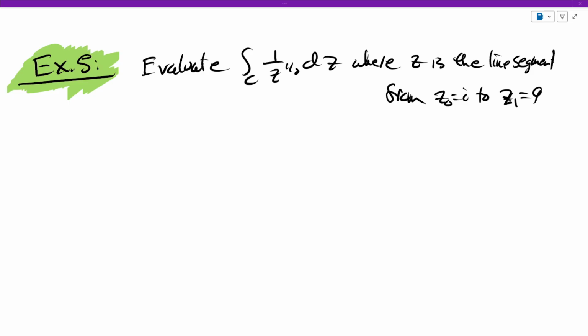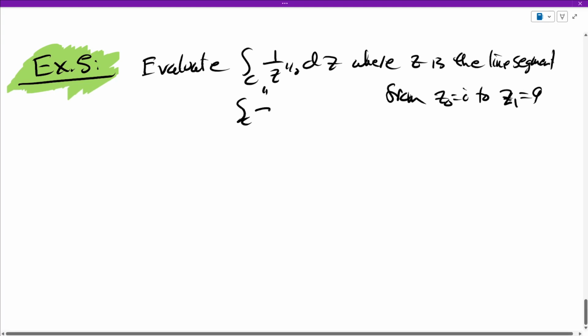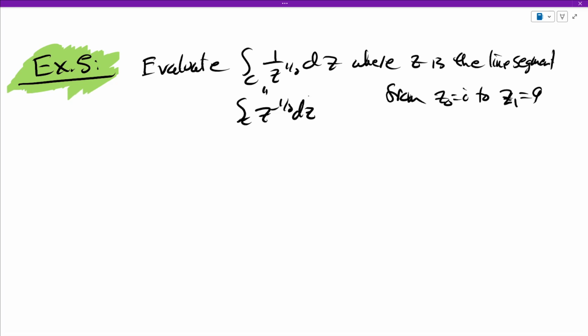All right, in our last example for chapter 5, we're going to go over how to use an antiderivative for z to the negative 1/2. That's, of course, what this contour integral is doing, which is 1 over z to the 1/2. And we're going to look at where C is a line segment from z0 is i to z1 is 9. So if we were to graph this, which you should always do, here we have i, here we have 9. So C is that contour.